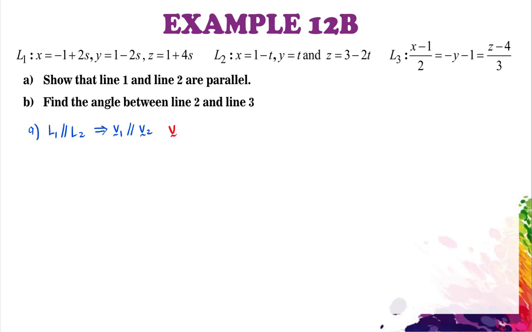As the remark on the previous slide, we have v1 cross v2 must be equal to 0 for the property of parallel. Before we find the cross product, you have to find out the v1 and v2 first. So your v1 will be 2i minus 2j plus 4k. And then for the v2, we have negative i plus j minus 2k.